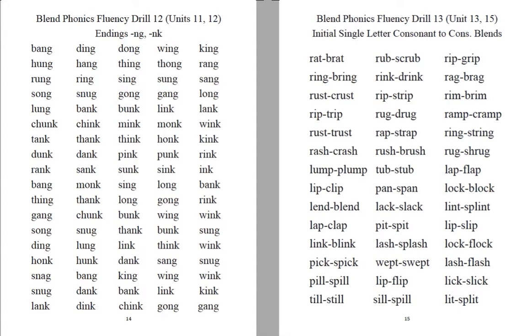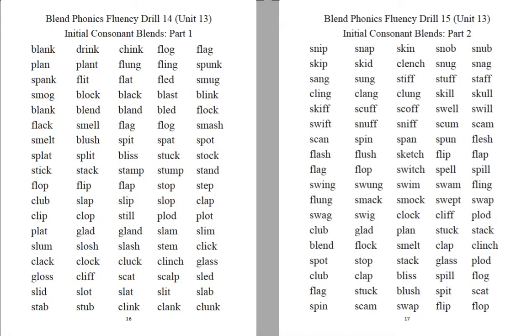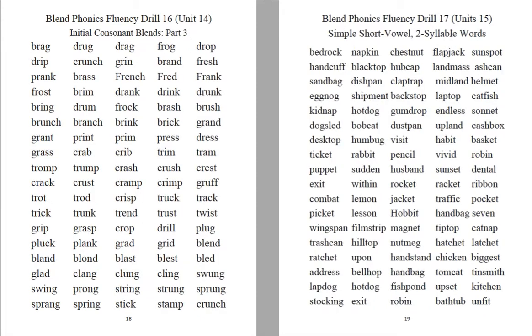The NG, the NK. Then we have one here where we're actually building. Like we go from rat, we add a B, we have brat. This is a very good exercise for introducing the beginning consonant blends. Then we have initial consonant blends, and notice there are 2 parts to this first one. And then we have these R blends on page 3 right there. Then we have simple 2-syllable words, short vowel words. Step 3, long vowel words, long vowel phonograms, and short words with long vowels.